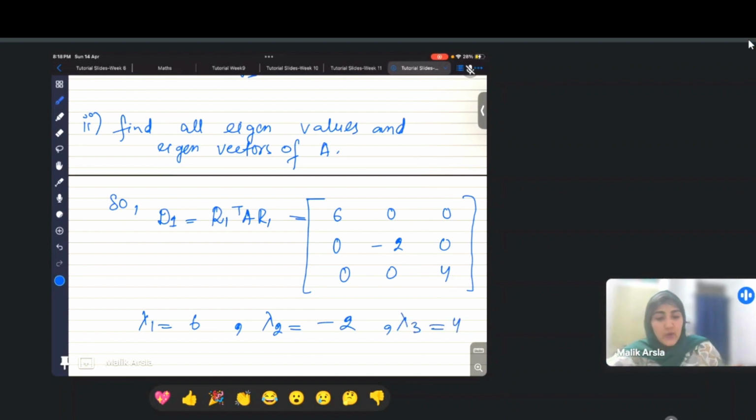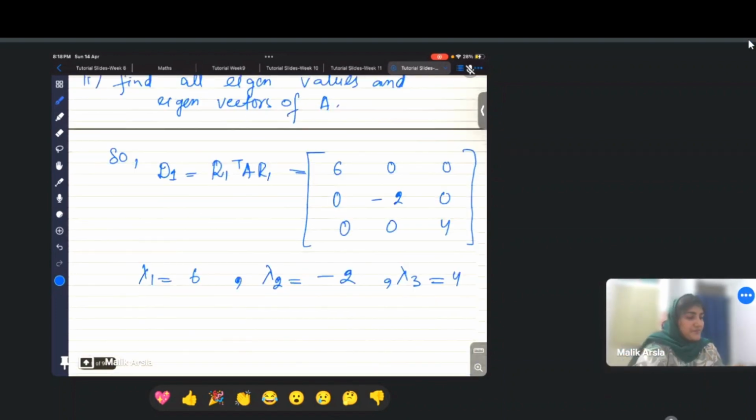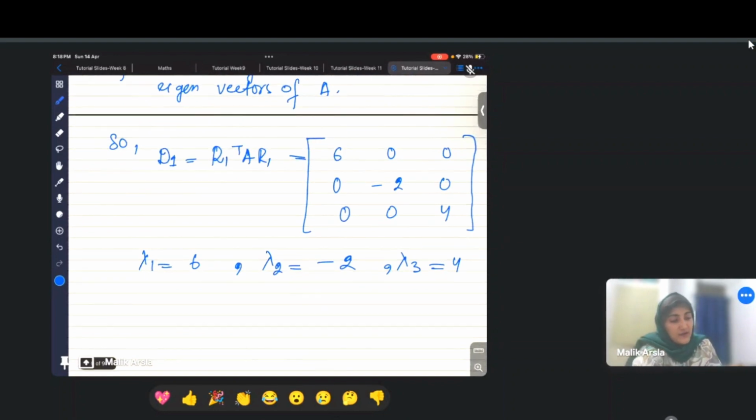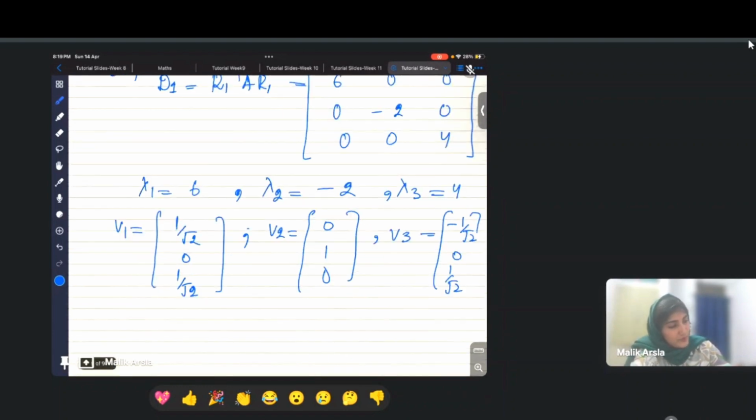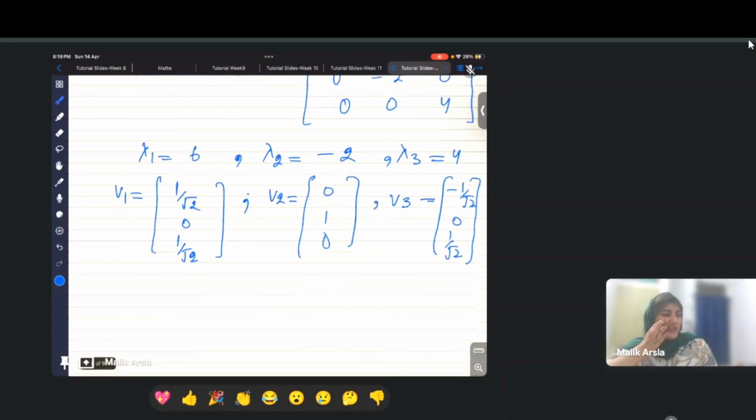And what will be the corresponding vectors? For lambda equal to 6, V1 is what? That is 1 by root 2, 0, 1 by root 2. V2 will be 0, 1, 0. And V3 will be what? Minus 1 by root 2, 0 and 1 by root 2. Okay. Yes.